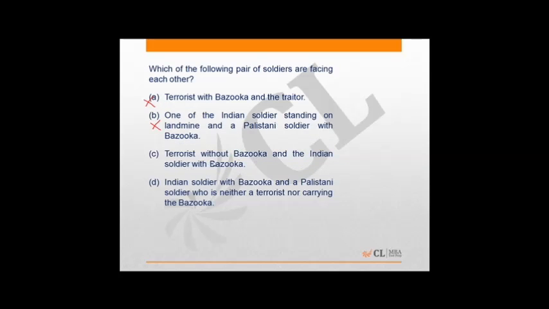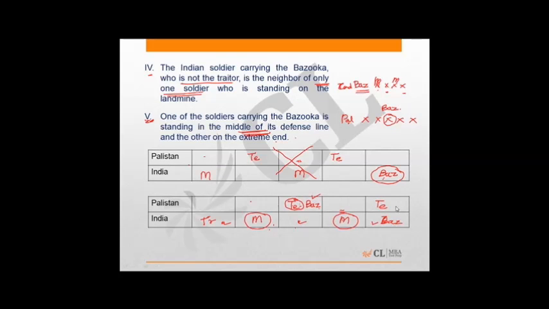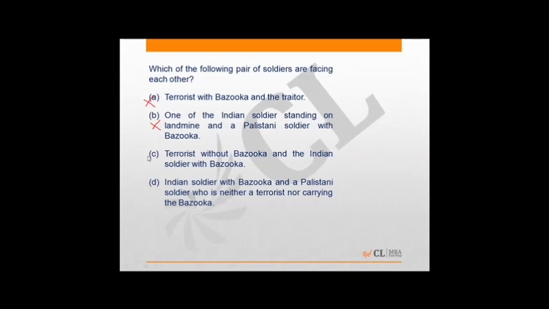Terrorist without bazooka and an Indian soldier with bazooka. So terrorist without bazooka and Indian soldier with bazooka. So this is true. If you look at the D option, if you cross check, this is going to be definitely false.